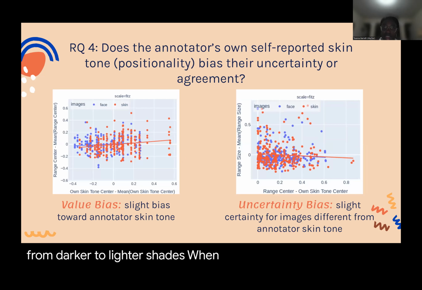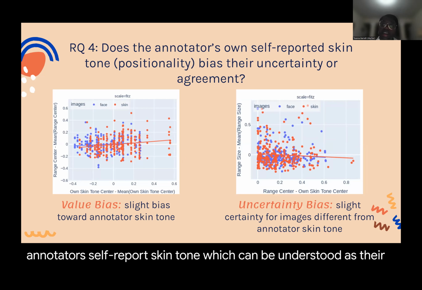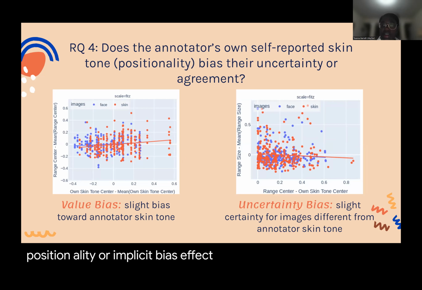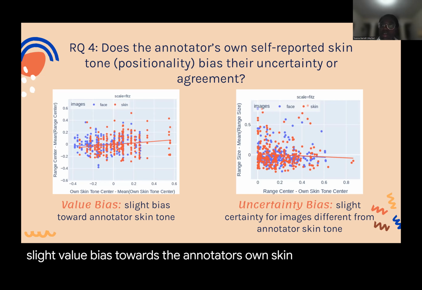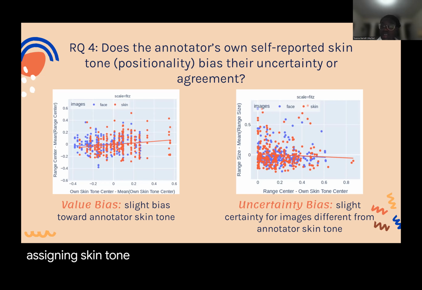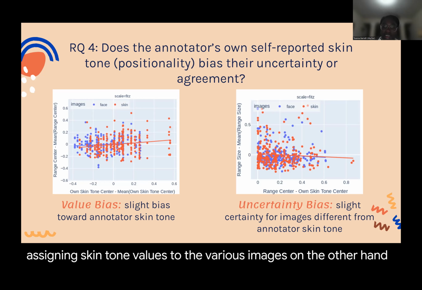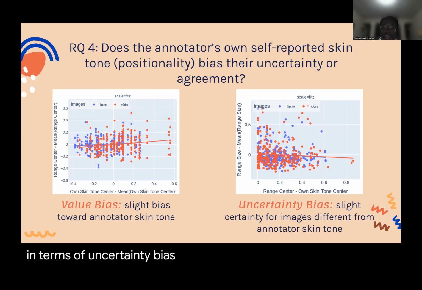Finally, when understanding how the annotator's self-reported skin tone, which can be understood as their positionality or implicit bias, affected their uncertainty or agreement, we broke it up into two ideas. First, value bias. We found a slight value bias towards the annotator's own skin tone when assigning skin tone values to the various images. On the other hand, in terms of uncertainty bias, there was slightly more certainty for images that are actually different from the annotator's skin tone, or farther away from what the annotator annotated themselves as.